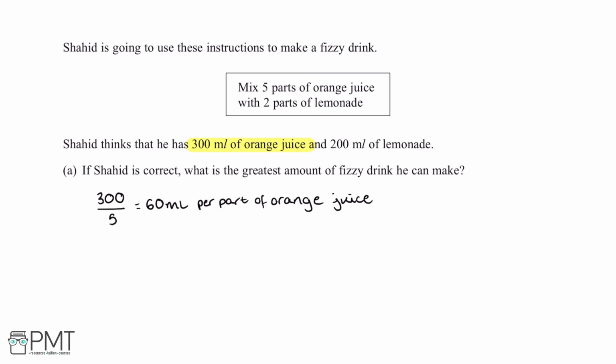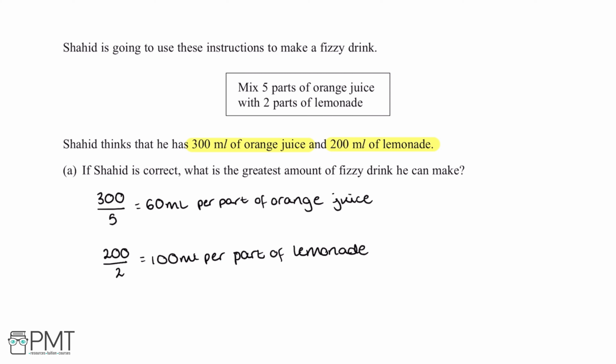Next we can work out the lemonade. So Shahid has 200 millilitres of lemonade and only 2 parts are required for the fizzy drink. So if we do 200 divided by 2, this means that 100 millilitres would be needed per part of lemonade based on the amount of lemonade Shahid has.